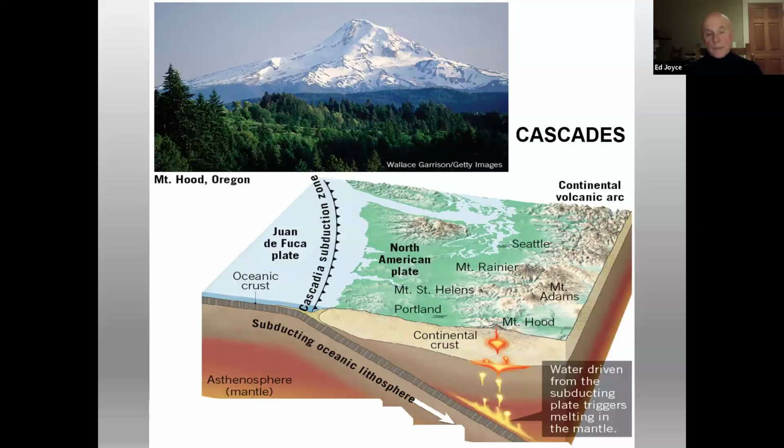And it's linear because this process of subducting is, in this case, map-wise, a linear process, creating this line of volcanoes. So Mount Hood, St. Helens, Rainier, Mount Adams, etc., are all the product of this subducting plate. And in the upper part of the picture, you see good old Mount Hood there.